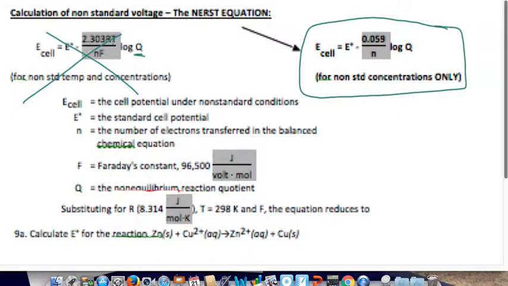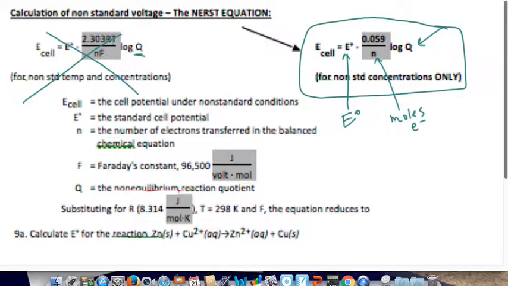This version is used when we have concentrations other than 1 molar, what the voltage becomes. So E cell is the new voltage. E naught is the voltage as if we're at standard conditions, so you do your whole half reaction add-up thing. N again is our number of moles of electrons, right? Same thing we used for negative nFE. And then the Q. The Q is the Q that you know, products over reactants. It's the same ratio as K.